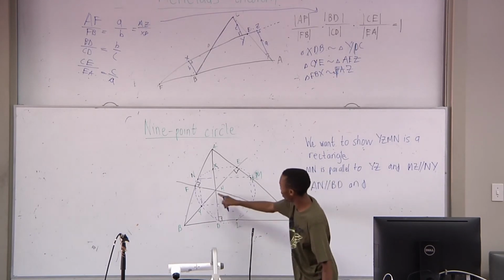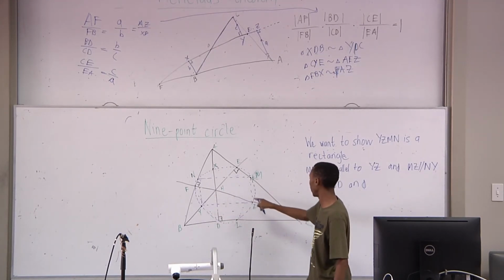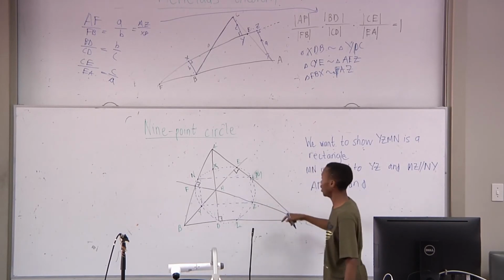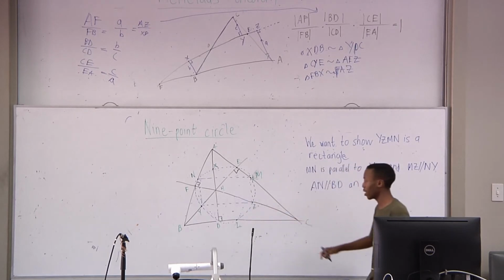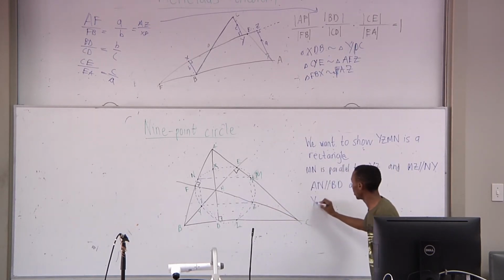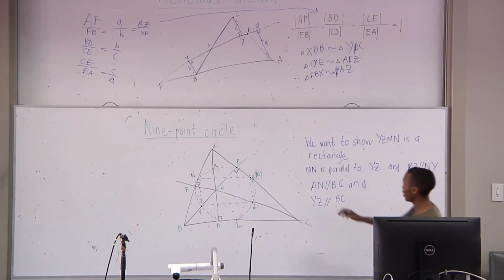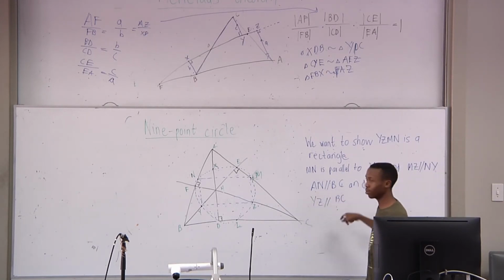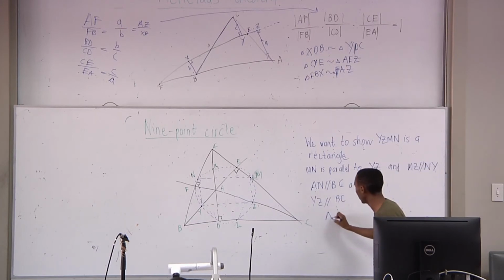Since Y is the midpoint of HB and Z is the midpoint of HC, it follows that YZ is also parallel to BC. Since that's parallel to that and that's parallel to that, all three are parallel. So we know that AN is parallel to YZ.